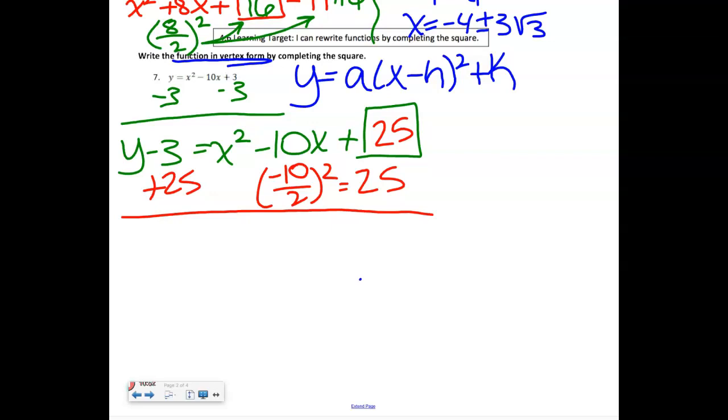This right here, what's with this y? 22, so I'm going to say y plus 22. And on this side, what are we going to have here? X minus 5. Whatever's in here goes in here. Parentheses to parentheses. Okay. We're almost done. What's my last step?